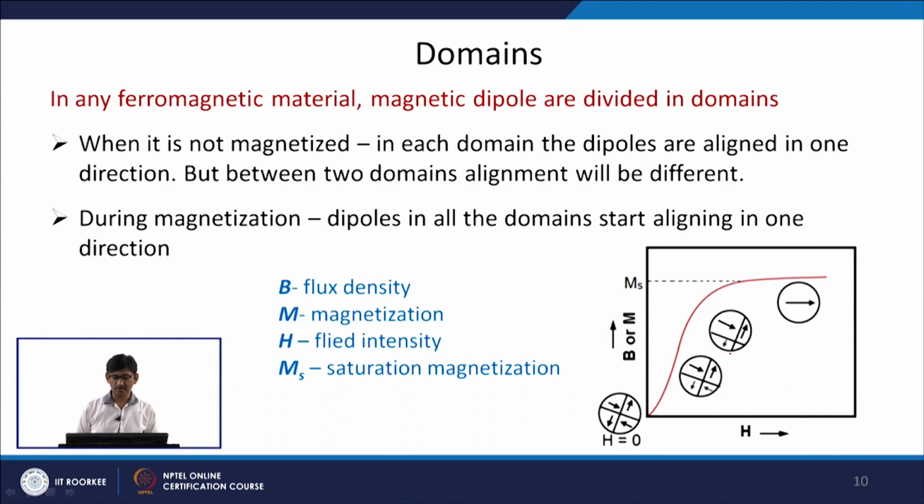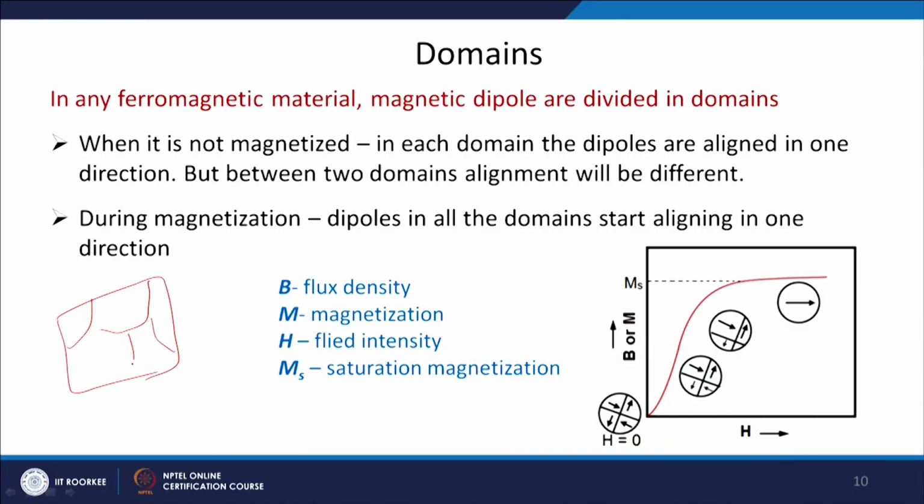Magnetic dipoles are divided into domains. Okay, so if you take any material, there will be some domains, like grain boundaries or grains, in material, where in one domain the dipole will have one type of alignment. In another domain they may have a different alignment, for example, again those north south dipoles, and maybe another domain they will have another alignment and so on. Okay, these are not grain boundaries, these are domain boundaries.